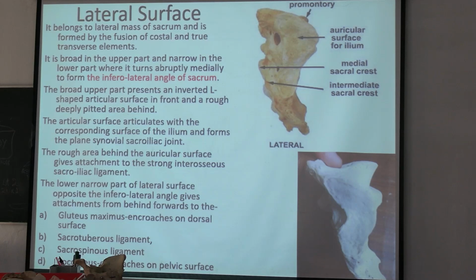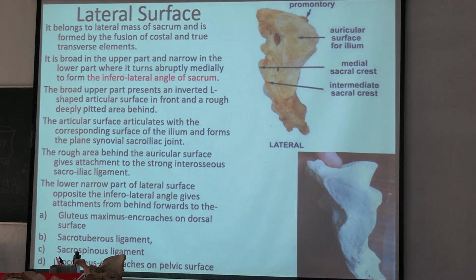It belongs to lateral mass of sacrum formed by fusion of costal and true transverse elements. It is broad in the upper part and narrow in the lower part, where it turns abruptly medially to form the inferior angle of the sacrum. Inferolateral angle. Here is the inferolateral angle you have seen in anterior and posterior view. The broad upper part presents an inverted L-shaped articular surface in front and a rough, deeply pitted area behind.